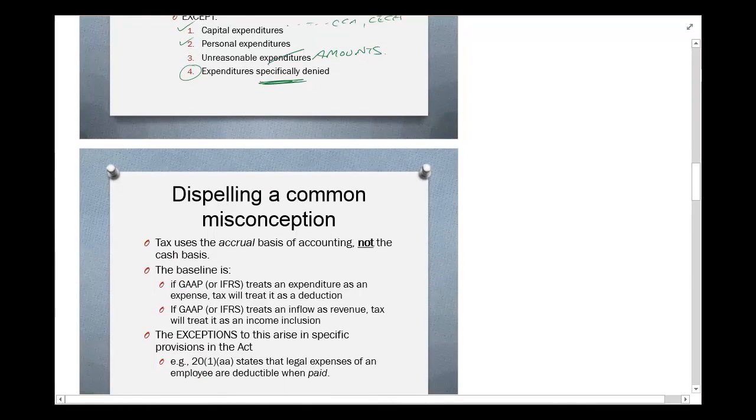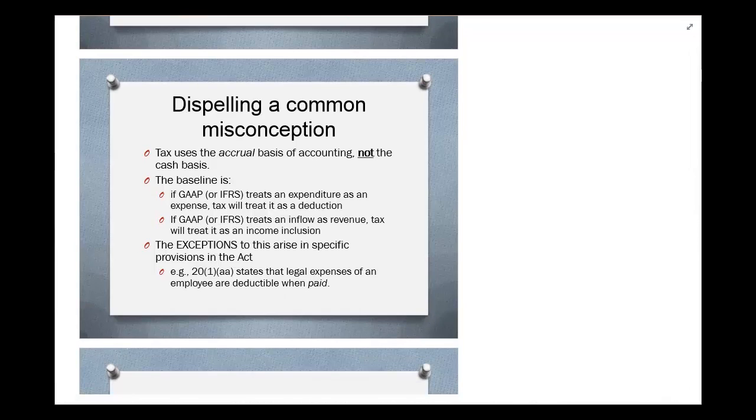But before we get to that, here is something people have said. It came up on a quiz in one of the sections, maybe even the first quiz we ever gave. A lot of people seem to think that tax uses the cash basis of accounting. It does not. The baseline for tax accounting is GAAP or IFRS, however you want to refer to it, financial accounting. So that's the baseline. You can say if it's an expense for GAAP, it's deductible for tax. That's the baseline. Okay? So there are exceptions.